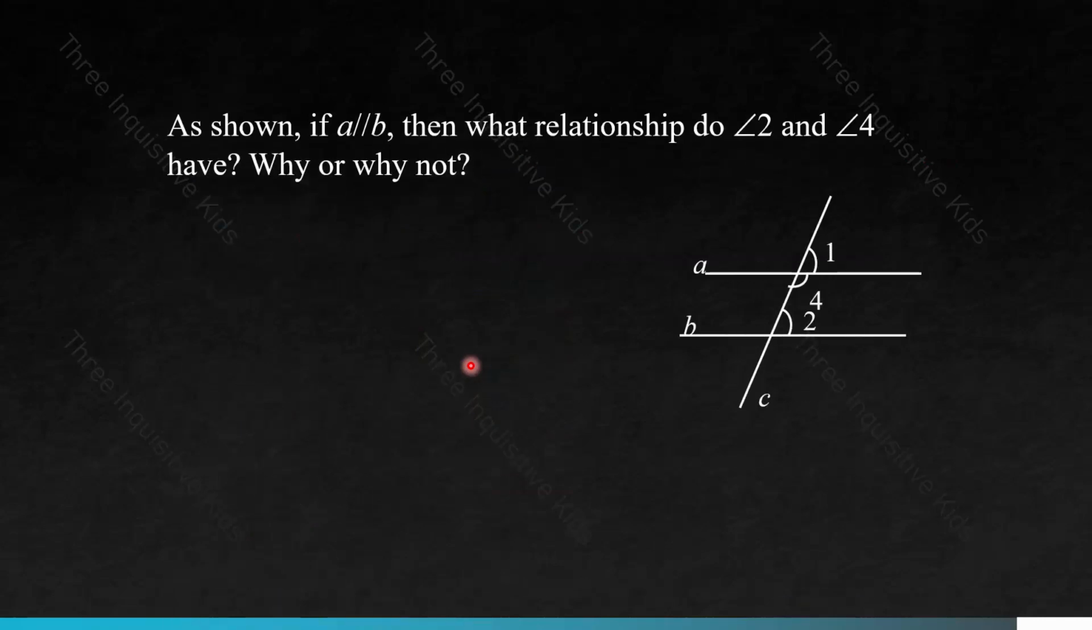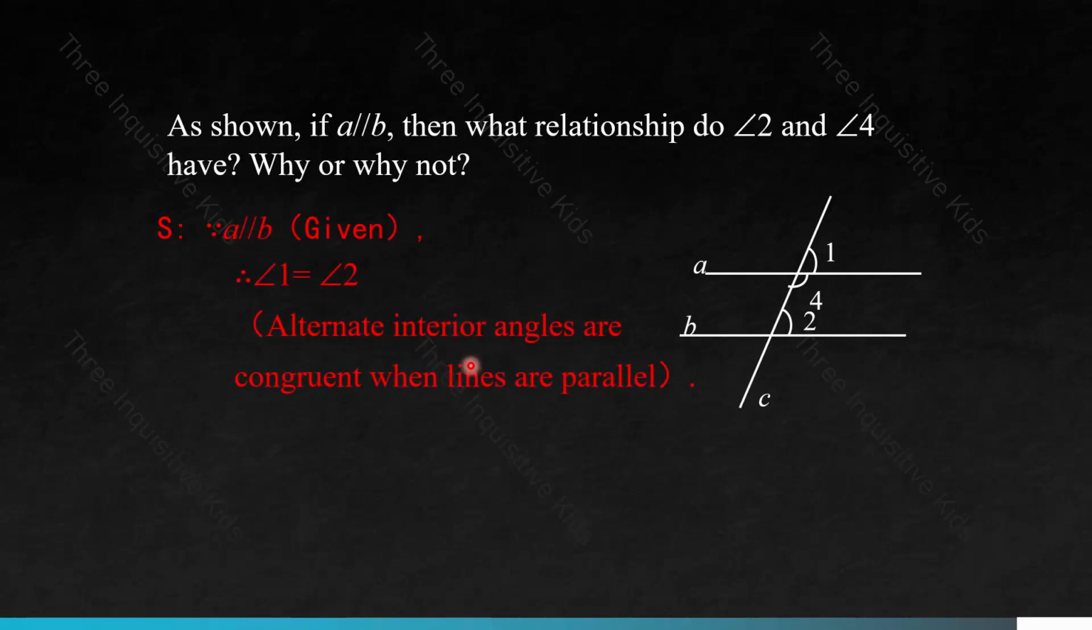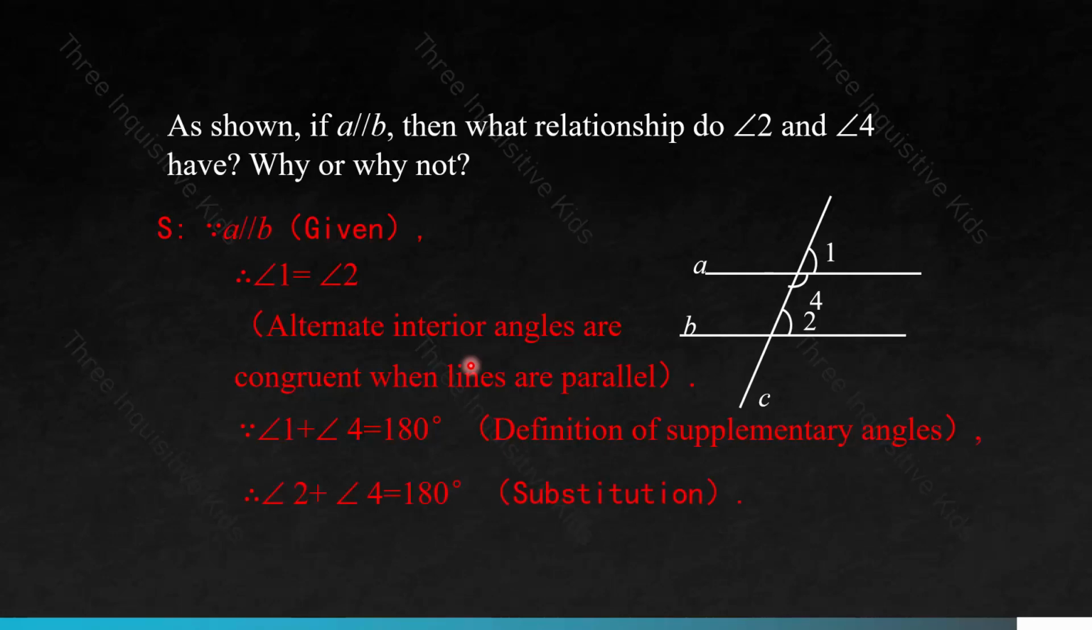As shown, if A is parallel to B, then what relationship do angles 2 and 4 have? Why or why not? So here you want to explain the relationship between angles 2 and 4. Well, because A is parallel to B, then we know that angle 1 is equal to angle 2. Also, because angle 1 plus angle 4 is equal to 180 degrees, the definition of supplementary angles, then angle 2 plus angle 4 is equal to 180 degrees. Substitution. Here angles 1 and 4 add up to 180 degrees because they form a linear pair.